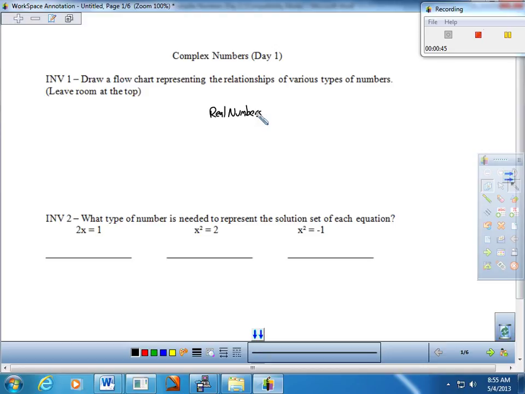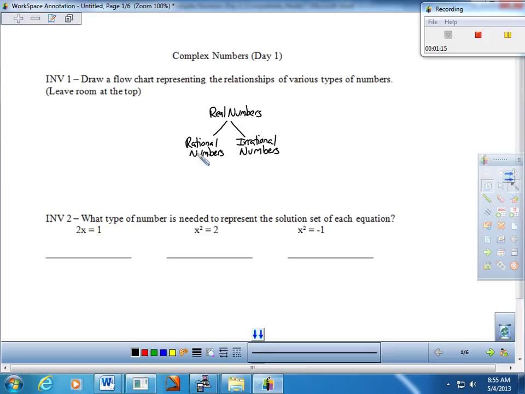And as we all know, the set of real numbers can be broken up into two different subsets. So give me two branches off there. And real numbers are based on a set of rational numbers and irrational numbers. Okay, so those two sets combined make up all of the real numbers. And if you could throw that into the mix, that would be great.